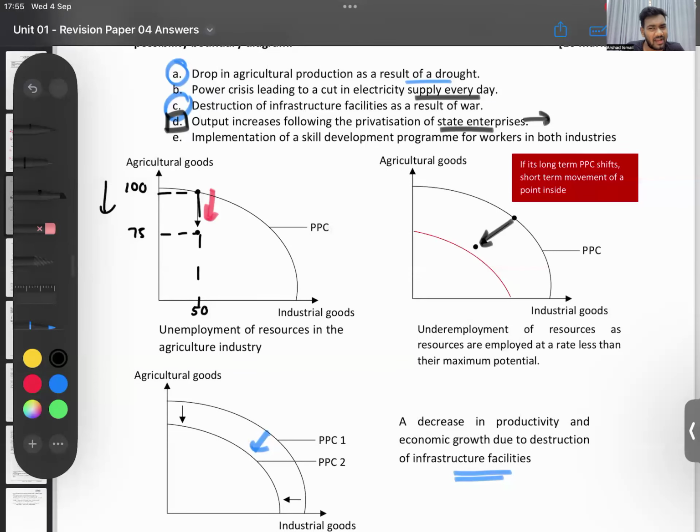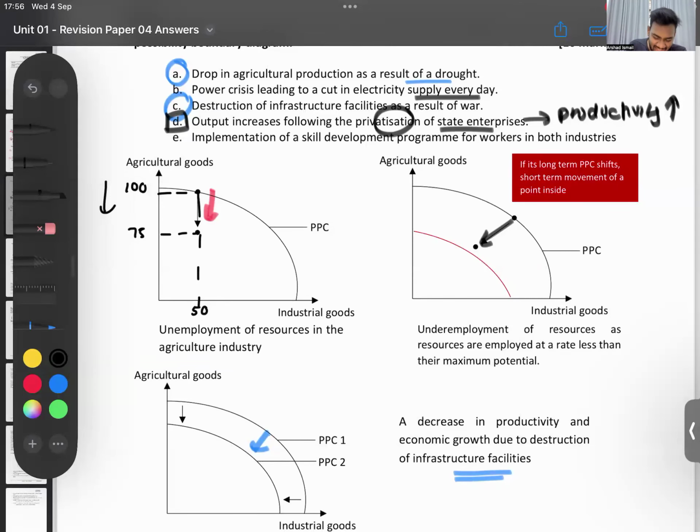Do you think when they privatize, the private sector is going to keep 100 different people and give them jobs? Or are they going to, as much as possible, automate things, come up with new technology, and try to reduce their cost? That's what they will try to do, no? So the moment you privatize something, productivity increases. How can you show that on a PPC? Productivity increasing, you can shift the PPC to the right.